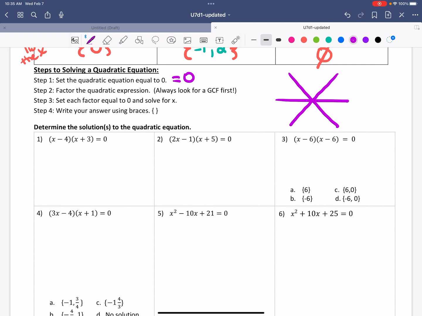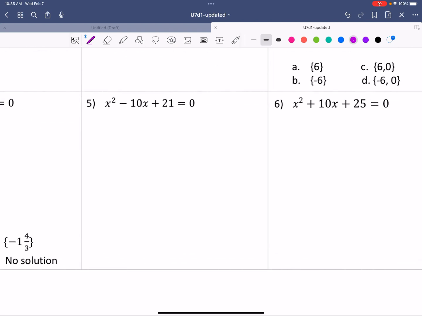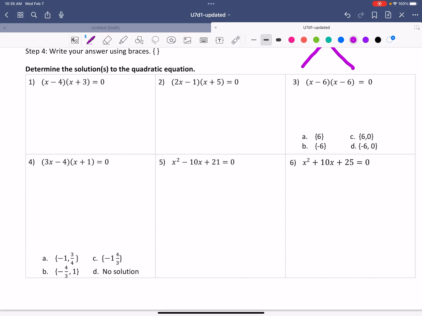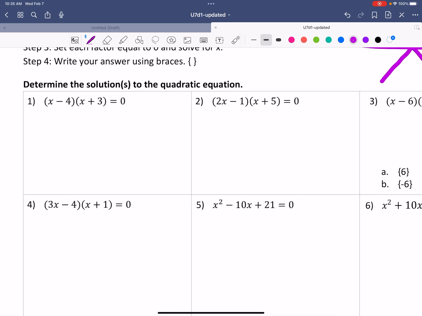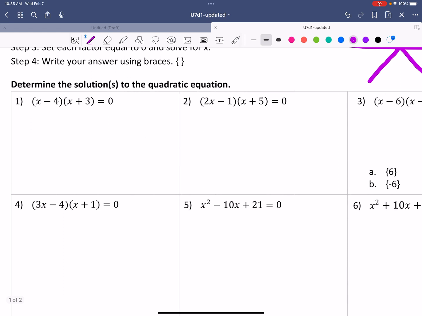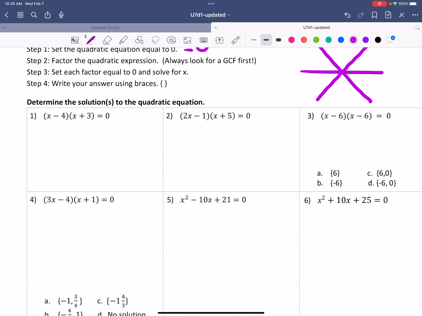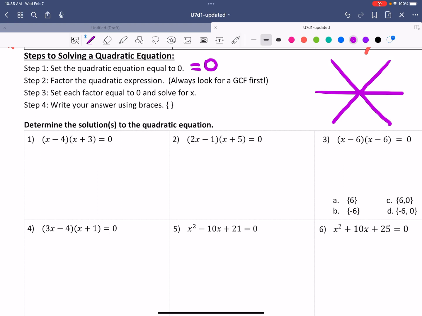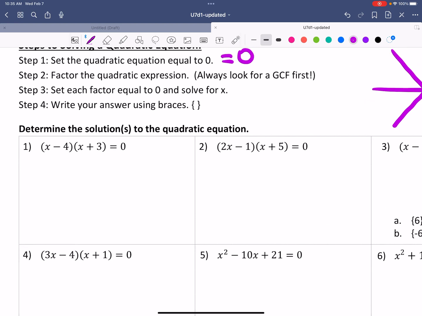So let's look at those top 3 versus the bottom 3. These top 3 have parentheses, and the bottom 2, the last two, 5 and 6, they don't have parentheses. So when you have the parentheses set up like this, number 1, number 2, 3, and 4, that means it's already been factored for you. They already did that snowflake method for us. And so we get to skip some steps there. So you can see that we've already done step 1, it's set equal to 0. Step 2, it's already been factored. And so now we're going to do step 3.